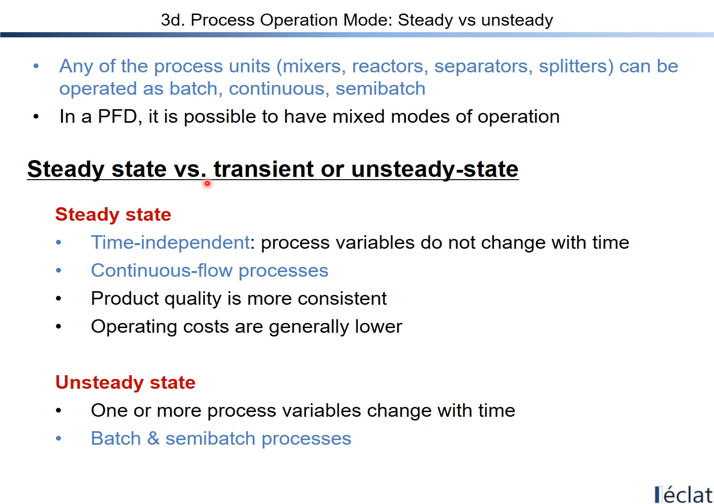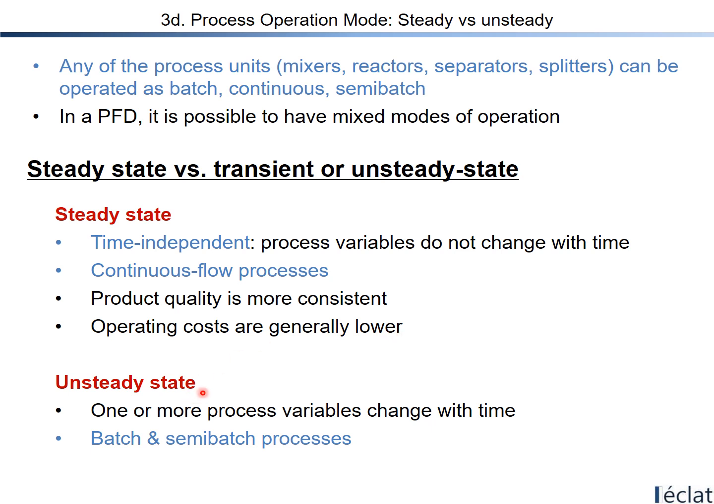Steady state versus transient or unsteady or non-steady state. So as you know, continuous process starts at the steady state. So what is the meaning of steady state? Time independent state is called steady state. In the time independent steady state, process variables do not change with time, like in the continuous process. Okay, here, continuous flow process case. Product quality is more constant and operating costs are generally low, so it can be used for mass production.